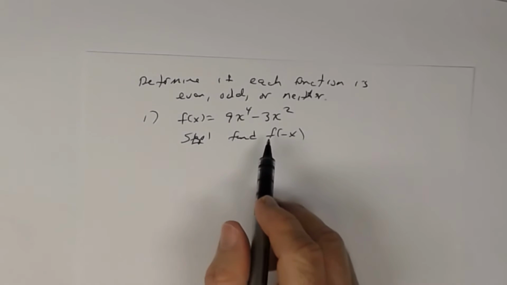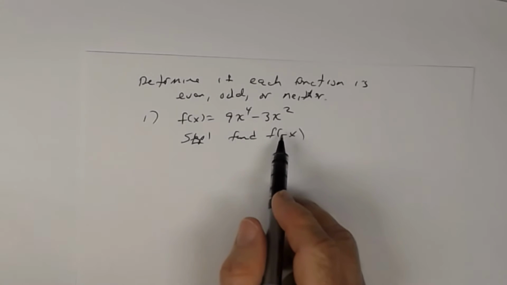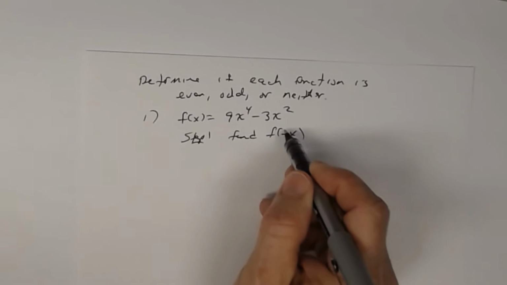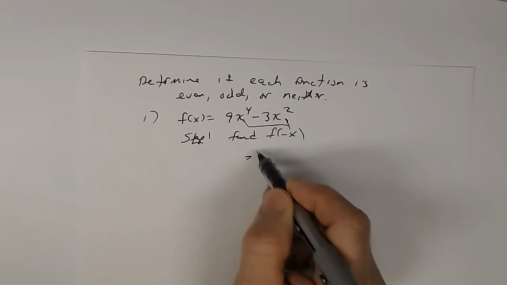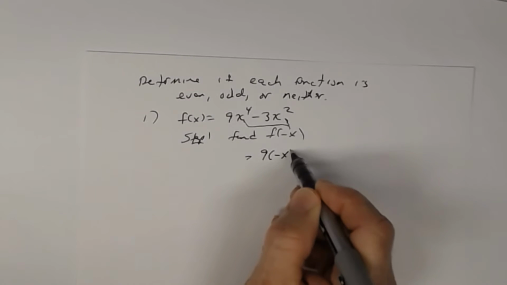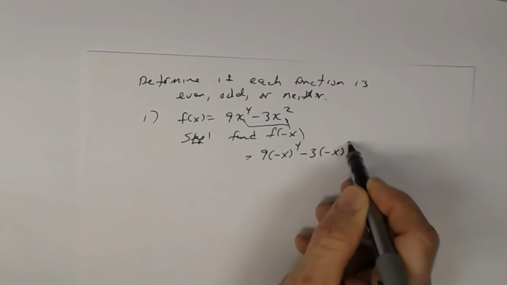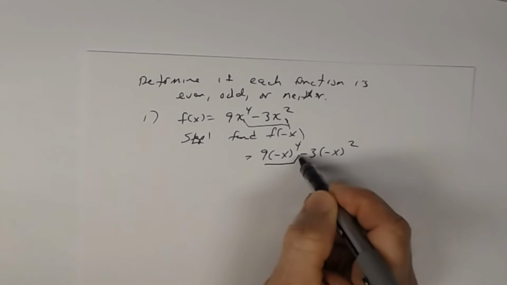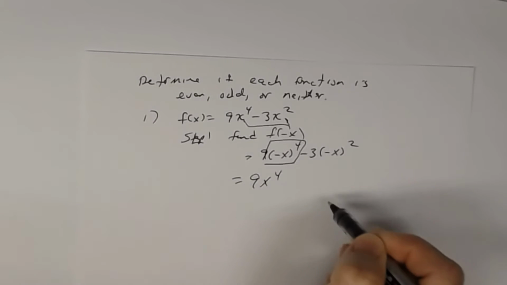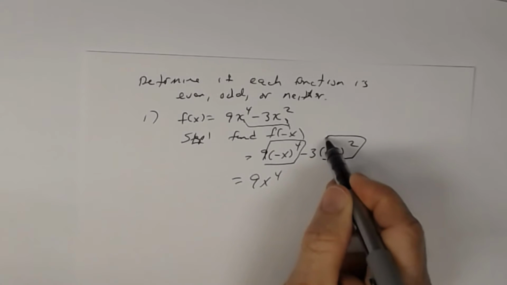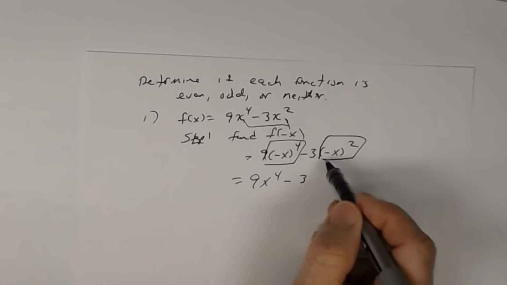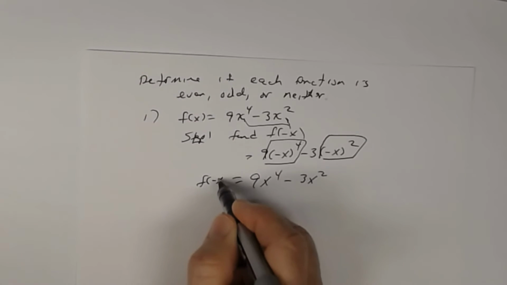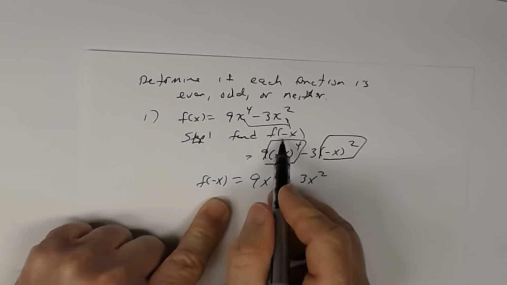But remember, in one of the topics that you learned, you had to find f of negative x. So wherever you see the variable x, you're going to substitute negative x. That's what this means. So this becomes 9 times negative x to the 4th minus 3 times negative x squared. And then you simplify. Negative x to the 4th is x to the 4th, so this is 9x to the 4th. Negative x squared is x squared, so this is 3x squared. So f of negative x is this.